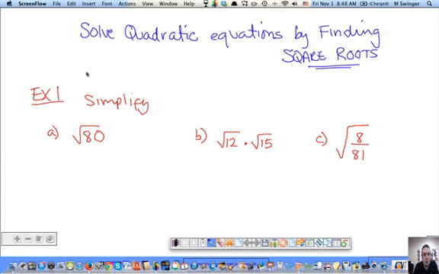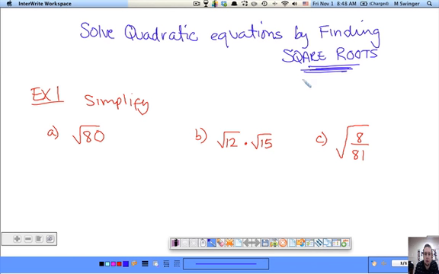This is section 4.5, solving quadratic equations by finding square roots. So you need to know how to find square roots today. Example 1 is about simplifying square roots. Alright, let's start with the first one, letter A.